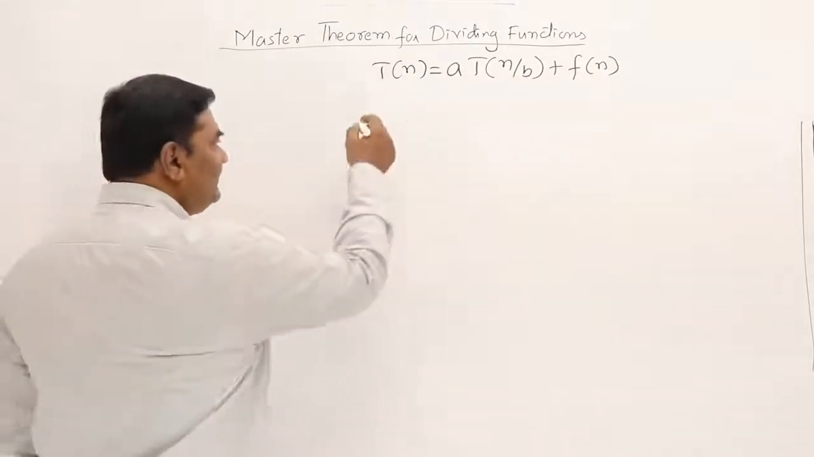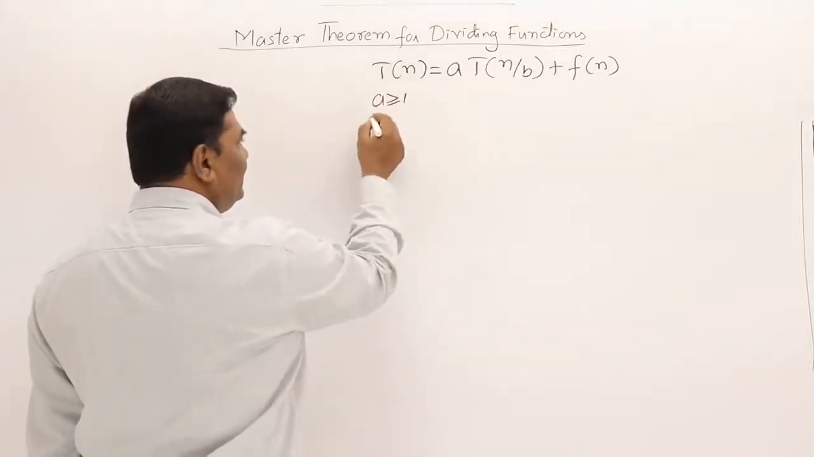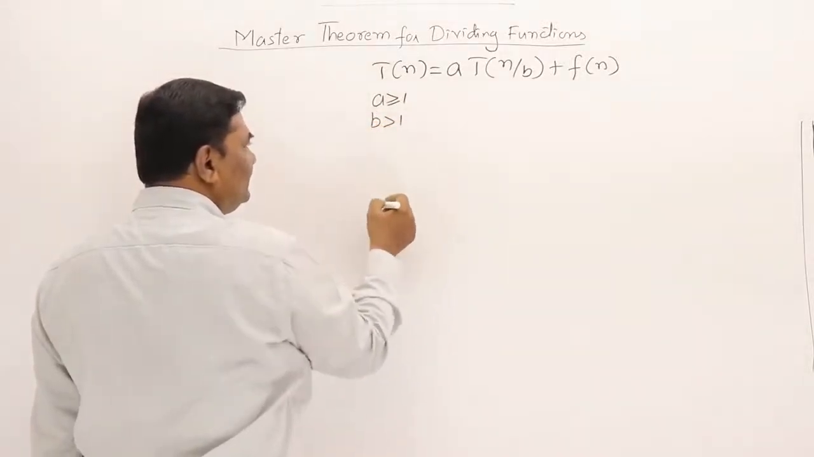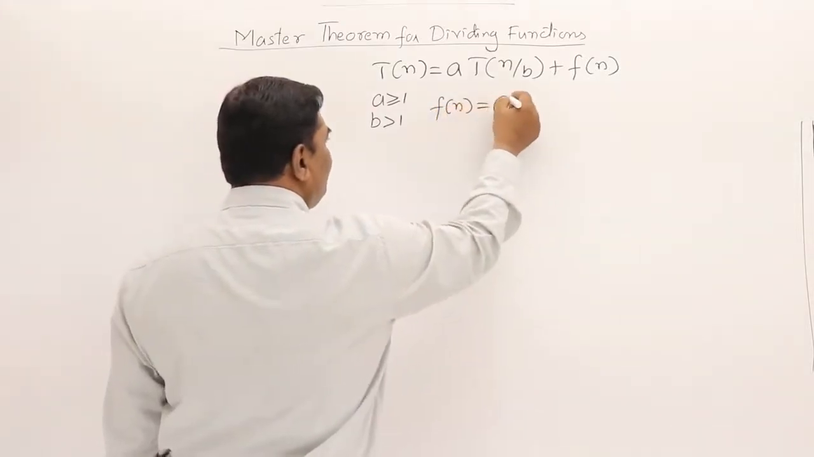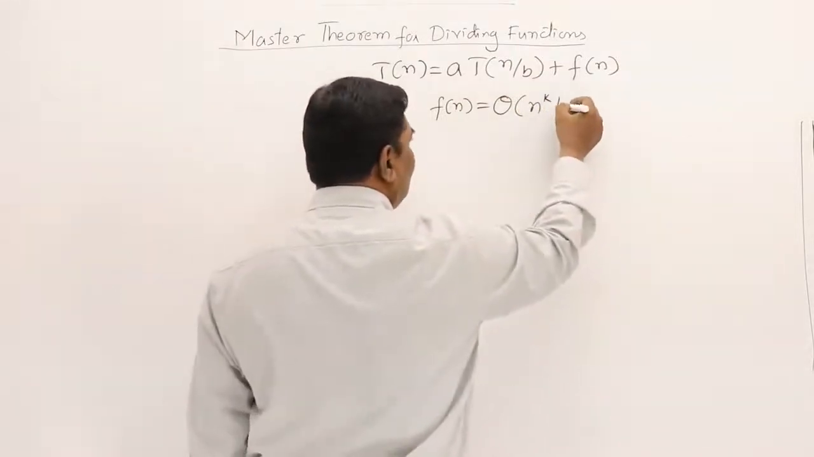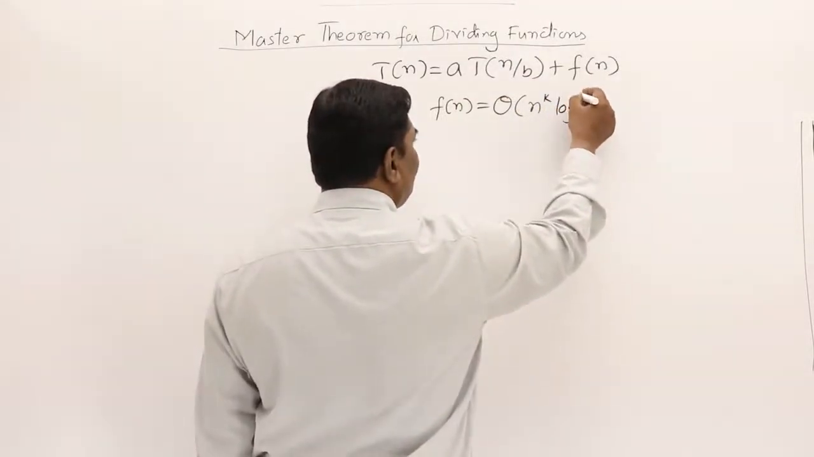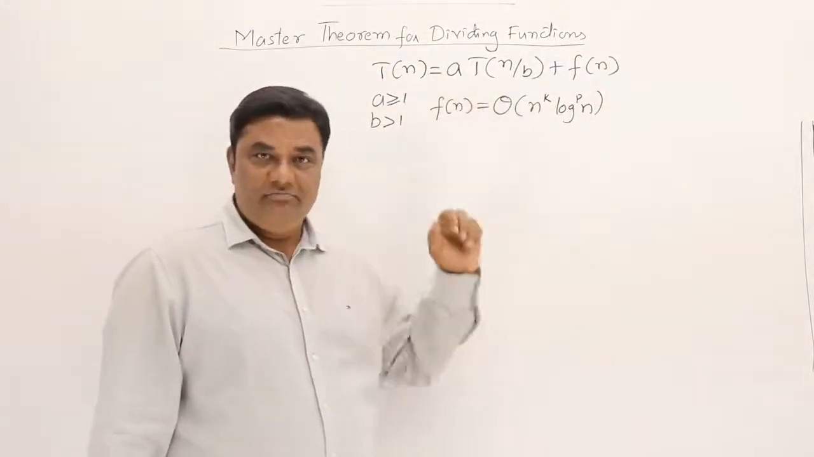And we assume that a is greater than or equal to 1, meaning at least it must be 1, and b is greater than 1. And f(n), we say that it is of the form theta of n power k, log n whole to the power of p. We assume this is the general form.